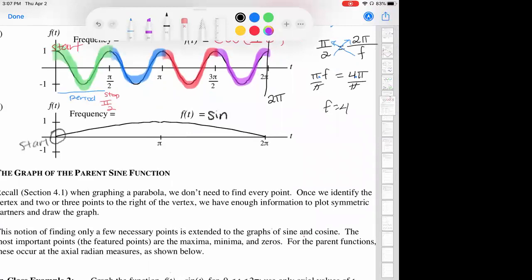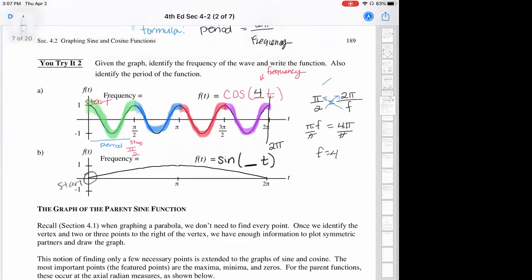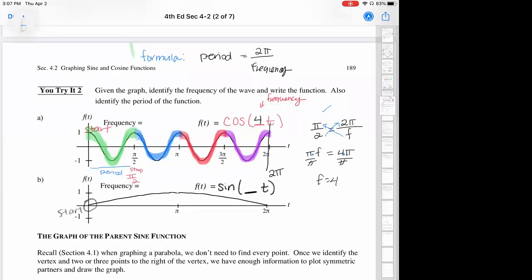So we know we have sine, and I want to find that blank of t, right? What is my frequency? Okay, well, I'm going to use my formula. You have your formula above, and it says that your period is equal to 2 pi divided by your frequency. By the looks of it, my period is going to be twice as long, right? We have half a period at 2 pi. So that means we would end at 4 pi. So the length of one period is 4 pi.